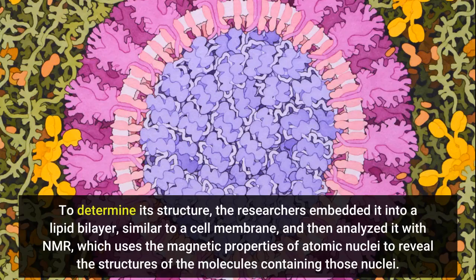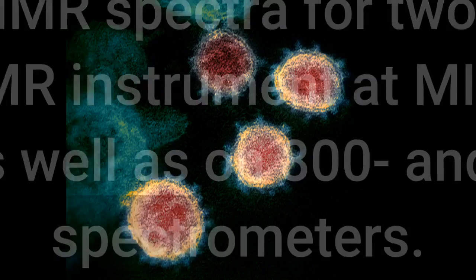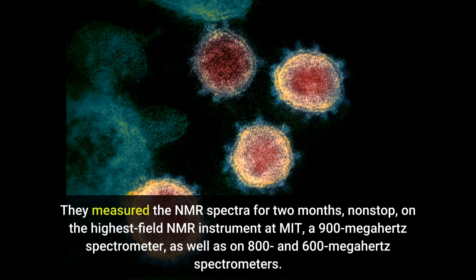To determine its structure, the researchers embedded it into a lipid bilayer, similar to a cell membrane, and then analyzed it with NMR, which uses the magnetic properties of atomic nuclei to reveal the structures of the molecules containing those nuclei. They measured the NMR spectra for 2 months, non-stop, on the highest field NMR instrument at MIT, a 900 MHz spectrometer, as well as on 800 and 600 MHz spectrometers.